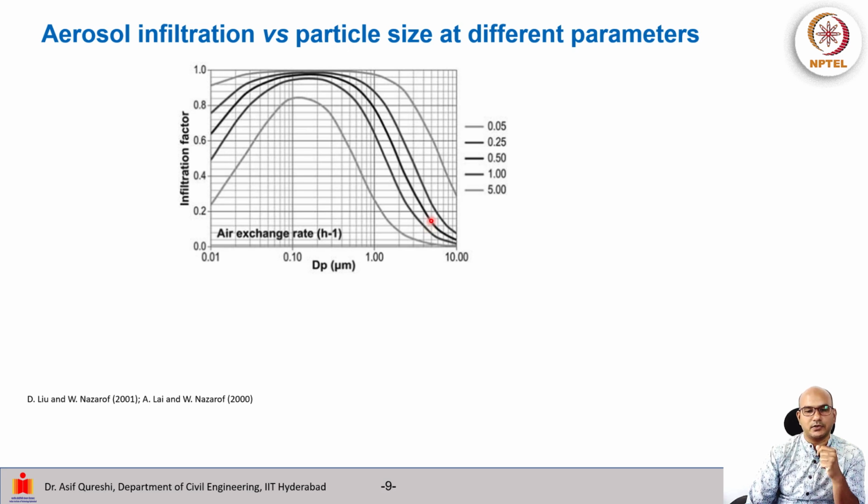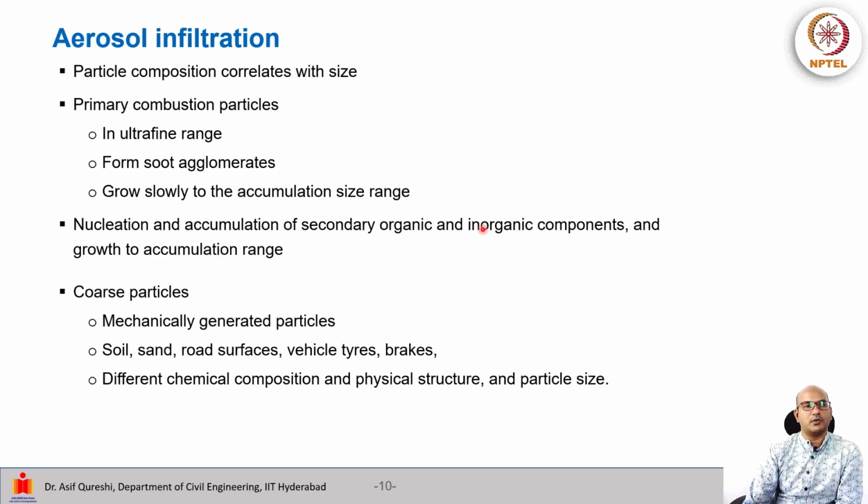coarser mode. So the take home here is that regardless of the parameter, the maximum infiltration always, or almost always, happens in this accumulation mode. And then a bit lower in the ultrafine and much lower in the coarser particle range. So what is the take home now?